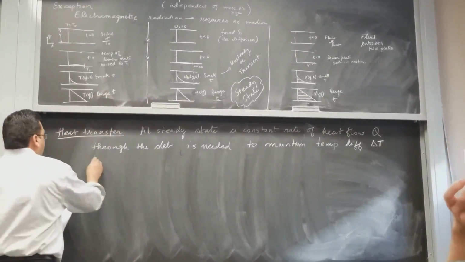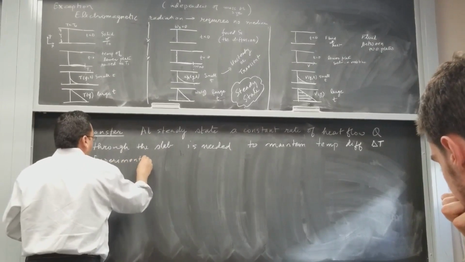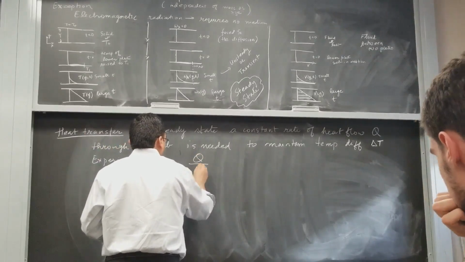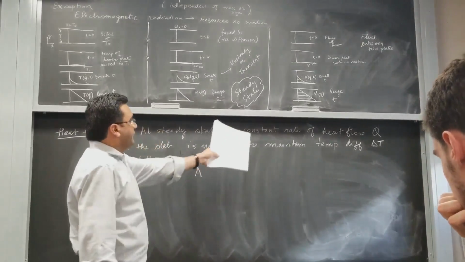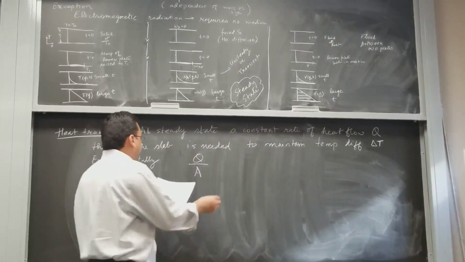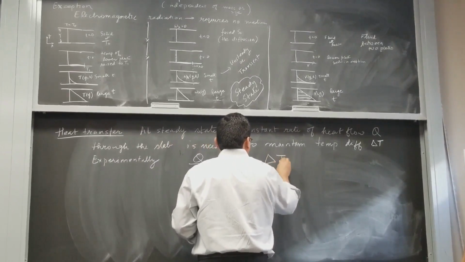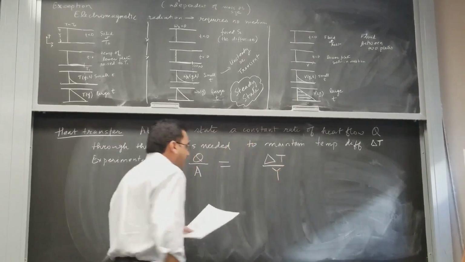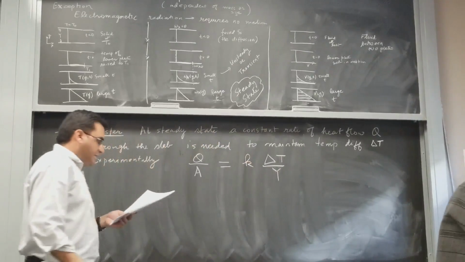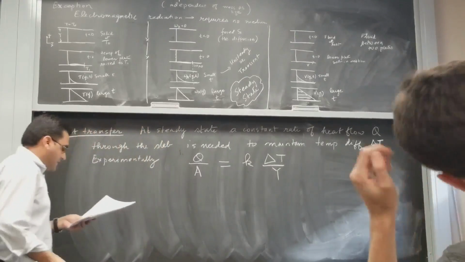And experimentally, it was found that this rate of heat flow, so it's energy per unit time, divided by area, is proportional to the temperature difference and the distance across which this temperature difference is maintained, and the proportionality constant is this K. So that's the thermal conductivity of the slab, as we said earlier.